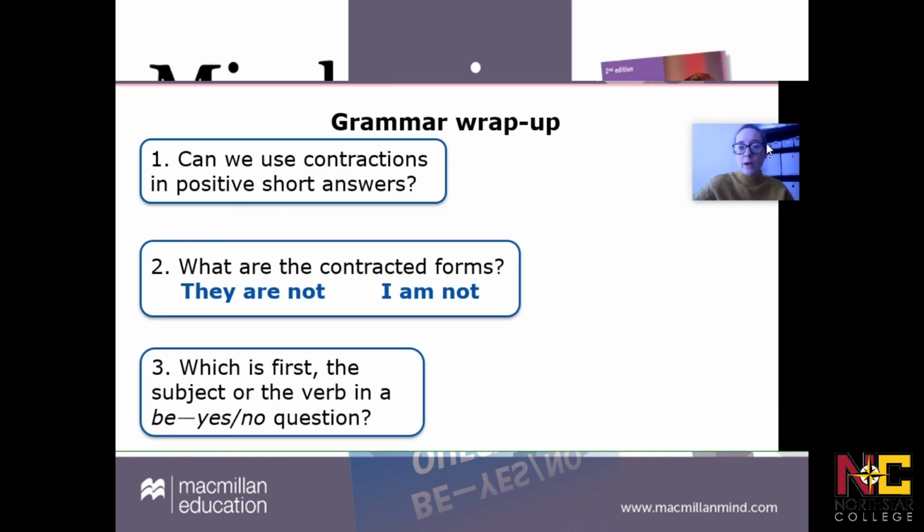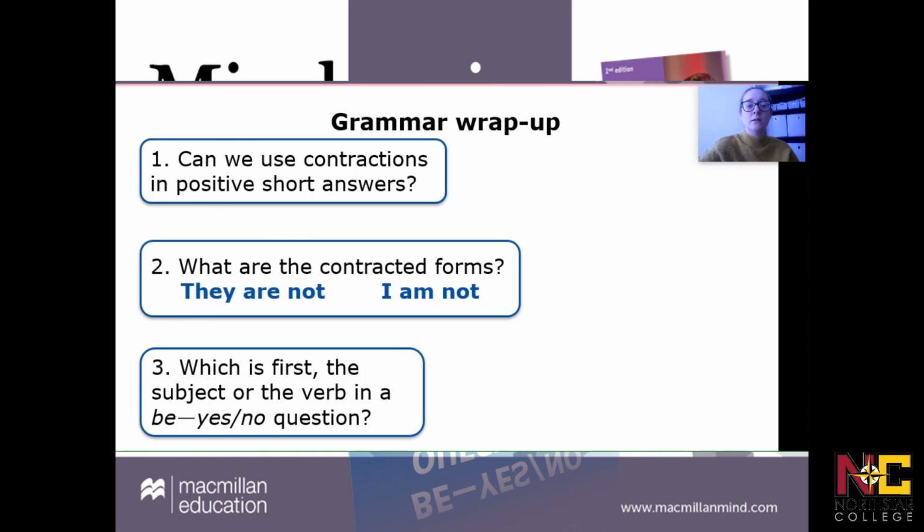Let's do a quick wrap up. Number 1, can we use contractions in positive short answers? Number 2, what are the contracted forms of they are not and I am not? Number 3, which is first, the subject or the verb in a be yes-no question?